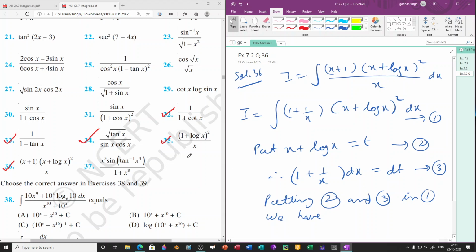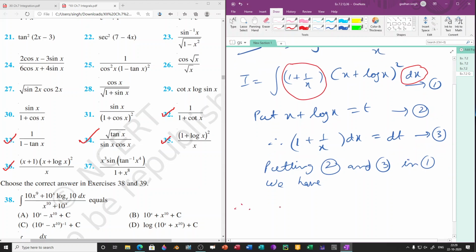So what will we be having? 1 plus 1 by x dx. This and this together can be replaced with dt, and the remaining can be written here as t square. So what we'll be getting is I equal to integration of t square dt. So this is what we'll write.